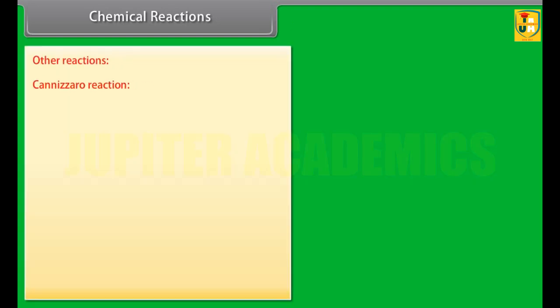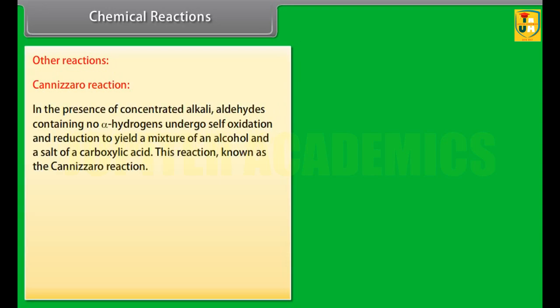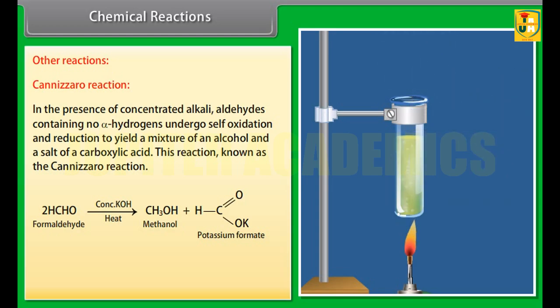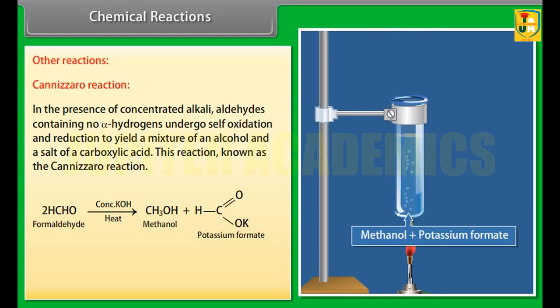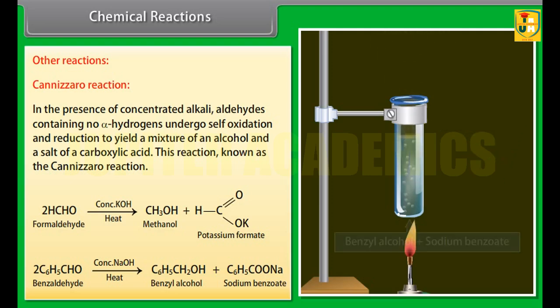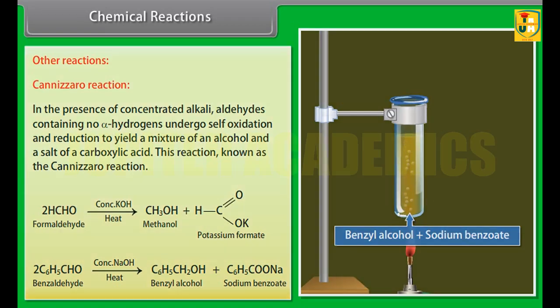Chemical reactions. Other reactions. Cannizzaro reaction. In the presence of concentrated alkali, aldehydes containing no alpha hydrogens undergo self-oxidation and reduction to yield a mixture of an alcohol and a salt of a carboxylic acid. This reaction is known as the Cannizzaro reaction. Formaldehyde reacts with concentrated potassium hydroxide to form methanol and potassium formate. Benzaldehyde reacts with concentrated sodium hydroxide to form benzyl alcohol and sodium benzoate.